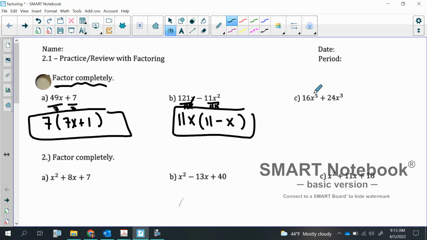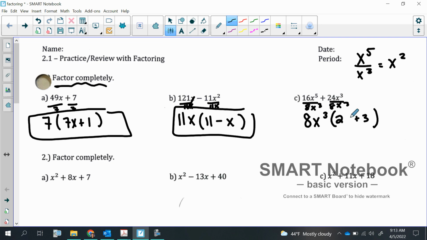And then for this one, we're going to say what's the biggest number that goes into both 16 and 24, and that's 8. And then x cubed and x to the fifth, we can pull out an x cubed. To figure out what's left, we can divide both terms by whatever we factor out. 16 over 8 is 2. 24 over 8 is 3. And then x to the fifth over x cubed. When you are dividing two terms with x and an exponent, you subtract the exponents. So this would be x squared. So we have 2x squared. And then x cubed over x cubed, they cancel, so you just have plus 3. And there's nothing else you can do with that.